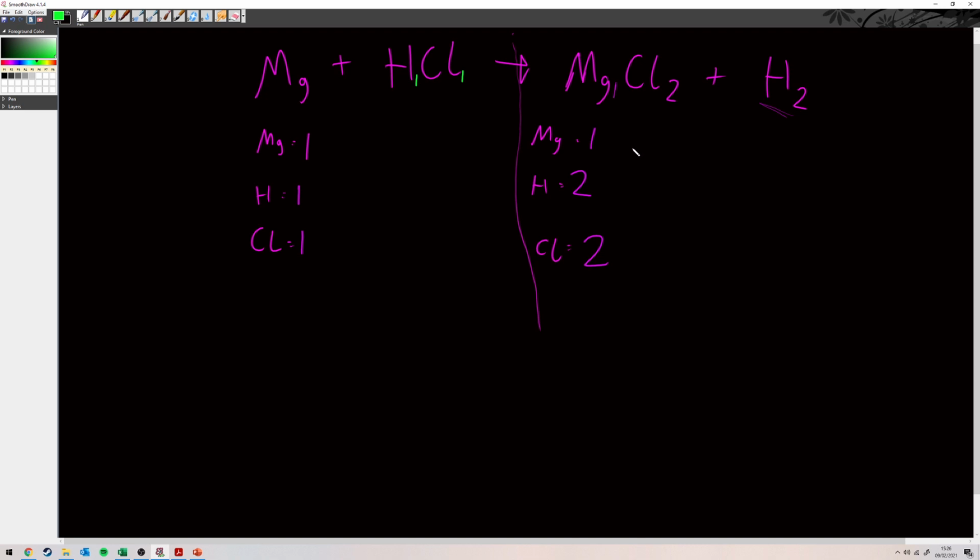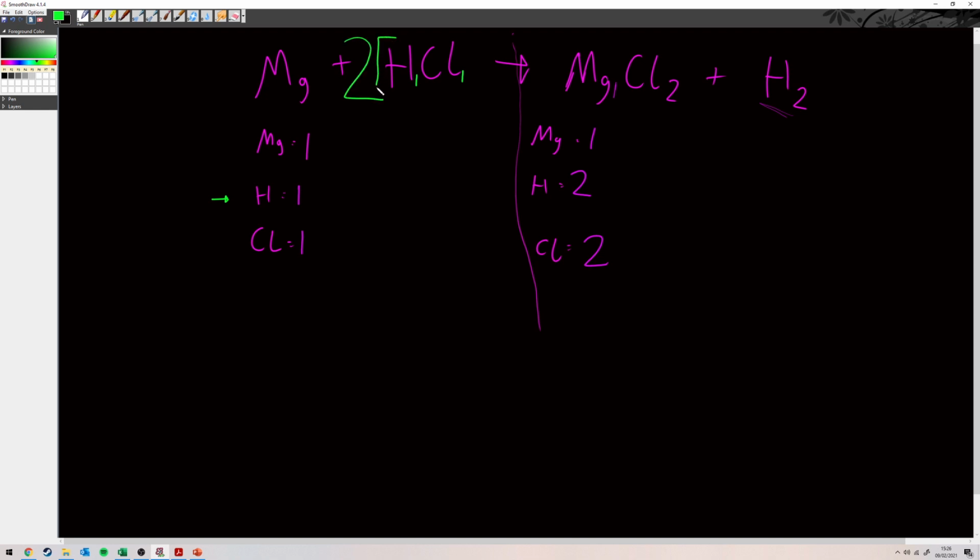So let's figure out what we don't have enough of. Well, we don't have enough hydrogen or chlorine. So I'm just going to pick one. I'm going to pick hydrogen. We do not have enough hydrogen, so let's try and make it bigger. Well, hydrogen is in this compound here, so I'm going to put a big 2 in front of the whole compound.